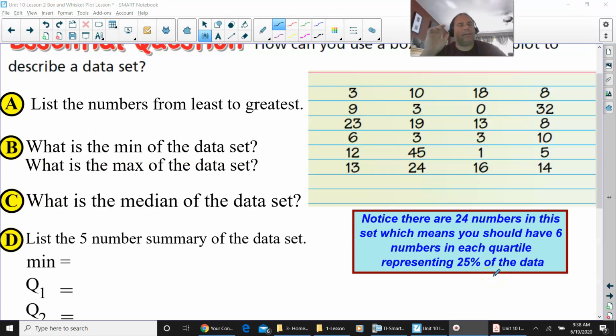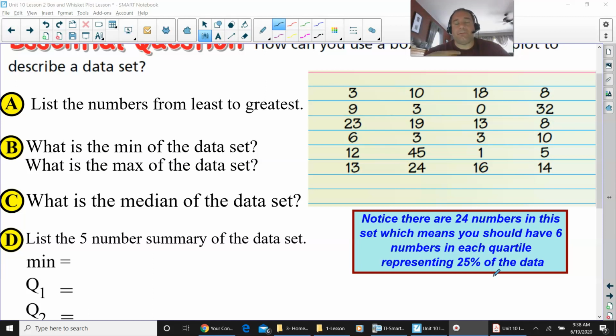Taking a look at this essential question, the first thing it says to do is to list the numbers from least to greatest. There are a lot of numbers here. There's 24 numbers, and it's going to ask you what the min and the max are, and what the median of that data set is. The calculator is definitely necessary for this. This is not by hand, so we're going to take that calculator out and list those numbers.